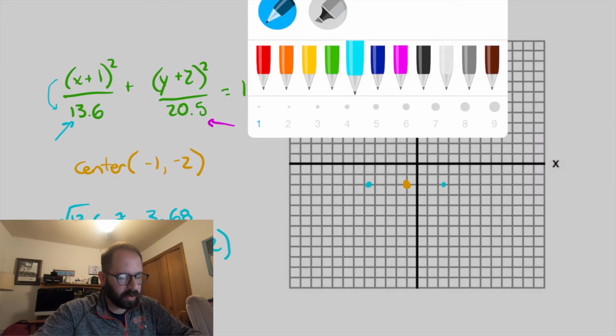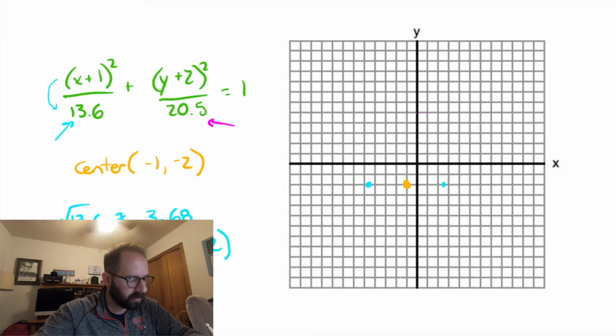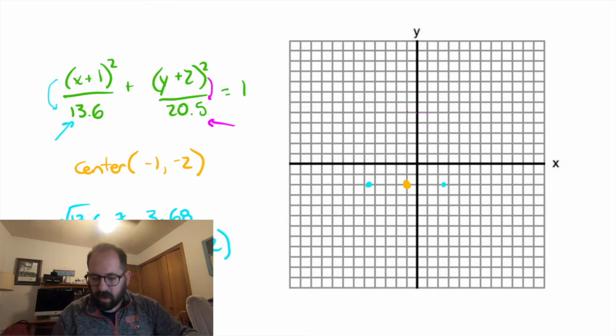And then going up and down for the major axis, and again, how I know it's the major axis, it is a larger number. The 20.5 is a bigger number than 13.6. So I know that the major axis is going up and down. Again, it's the y number that is on top, so that's how I know it's going up and down. So we're going to do the square root of 20.5, ballparking it. Again, these are approximations.